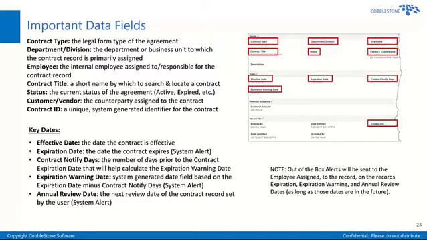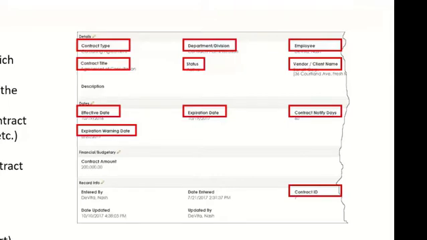Status, that's that piece of master reference data that we were just talking about. So where in the life cycle is this particular agreement? Vendor customer, who's the counterparty? Who's the other side of this contract? And then if we skip down the image a little bit, the contract ID. This is one that is system generated for us, and it's simply how CobbleStone knows which record this is.